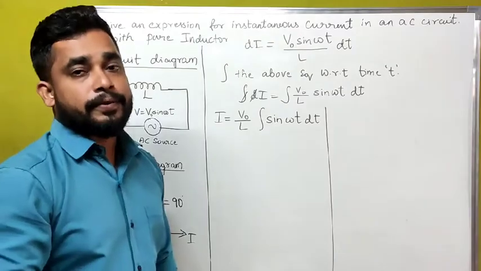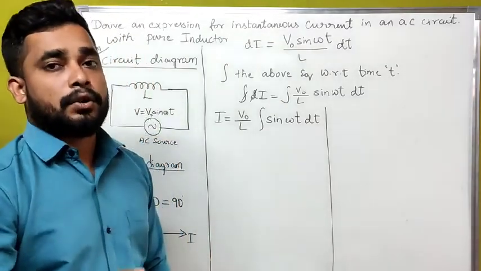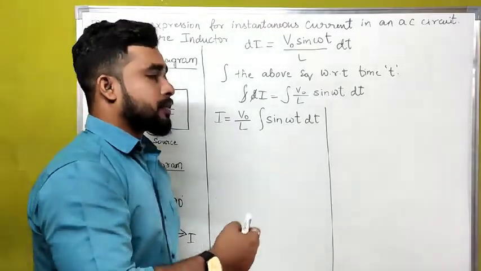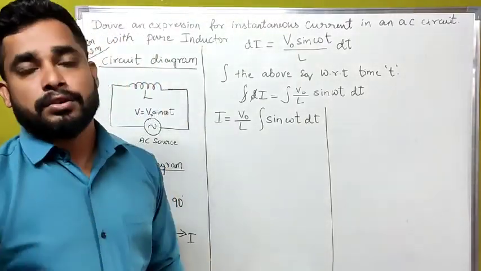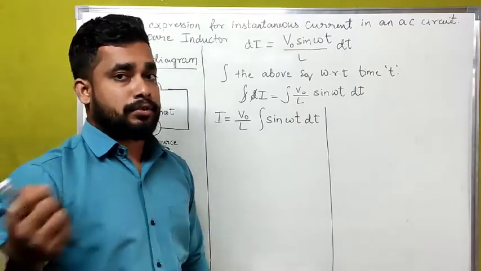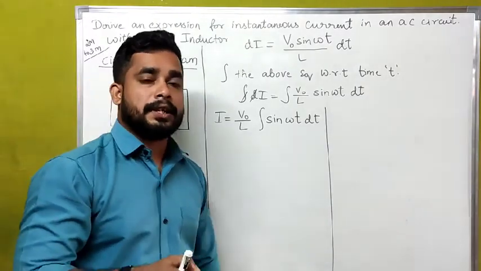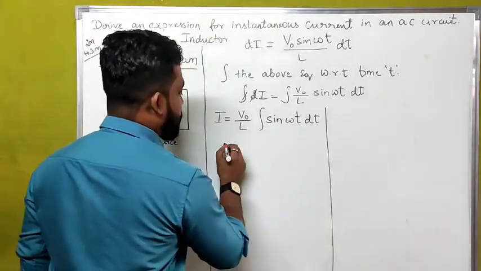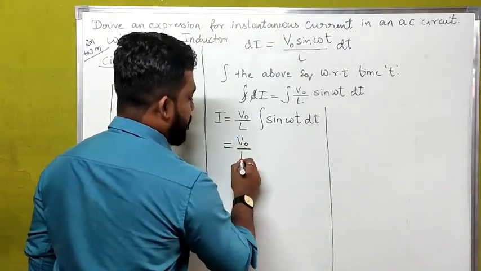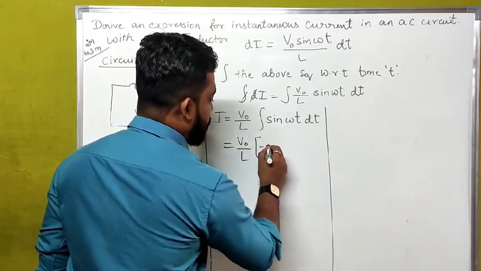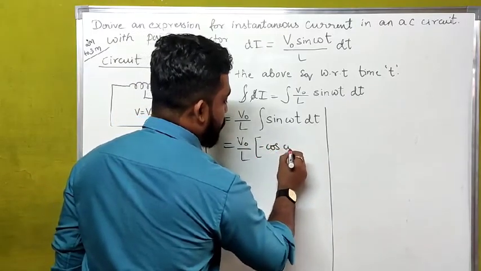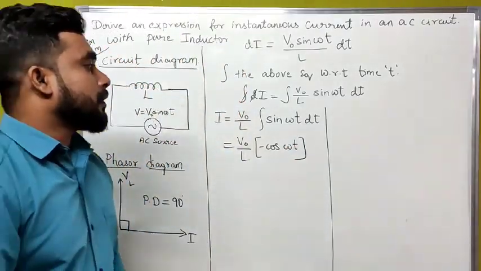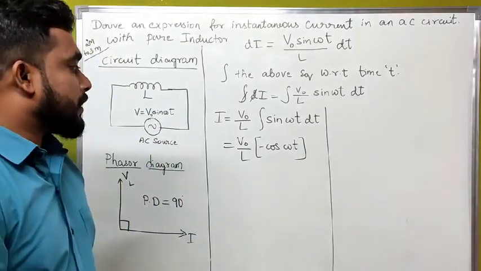The integration of sin omega t is equal to minus cos omega t, because we know that differentiation of sin theta is cos theta, and integration of sin theta is equal to minus cos theta. So the equation will change to V naught divided by L into minus cos omega t. This is the expression for the integral of sin omega t.